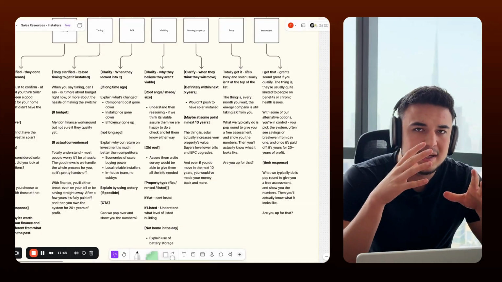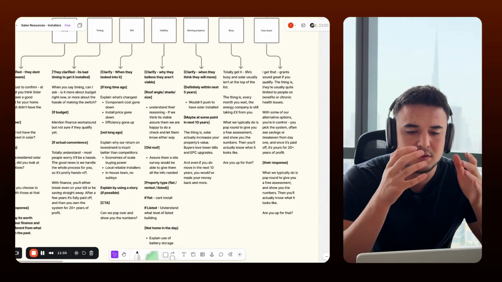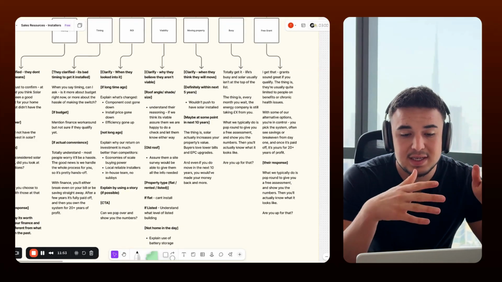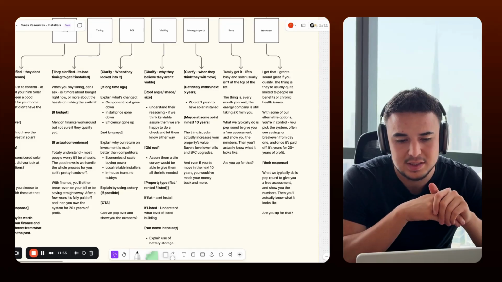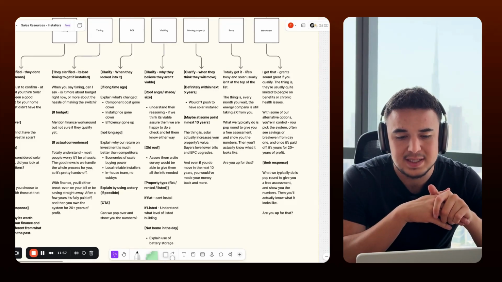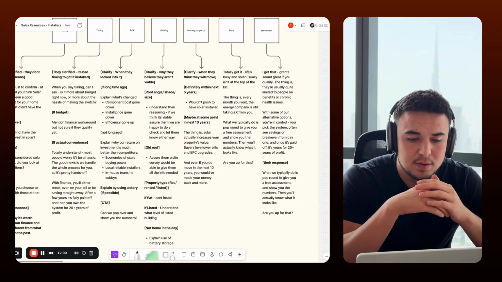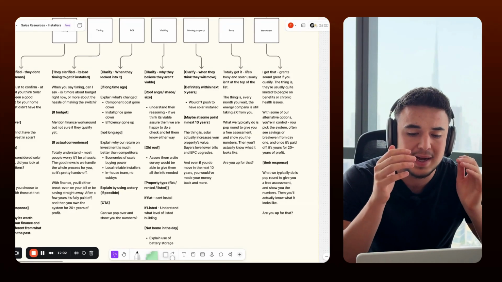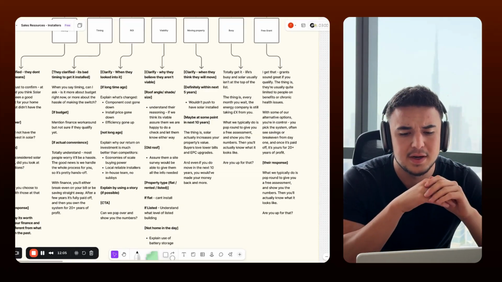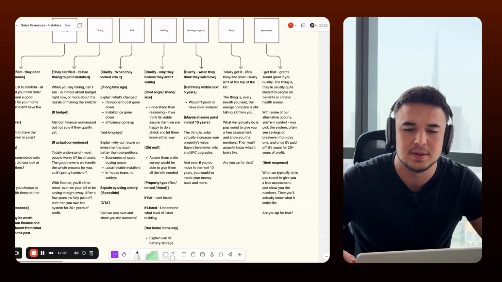If it's maybe at some point in the next 10 years, which is sort of the language that they might use, then you can say something like this. The thing is, solar actually increases your property value. Buyers love lower bills and EPC upgrades. And even if you do move in the next 10 years, you would have made your money back and more. So absolutely fine. And then you can talk about finance or whatnot if you want to do that.